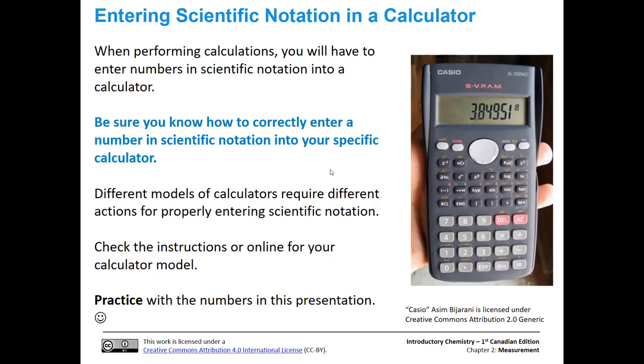Another thing that I like to do is let's say I have to multiply two numbers that are in scientific notation together. I like to put the first number in the calculator in scientific notation and then I press equal, and that stores it. And then I'm going to press multiplied by, and then my second number in scientific notation. And that works really, really well for me.